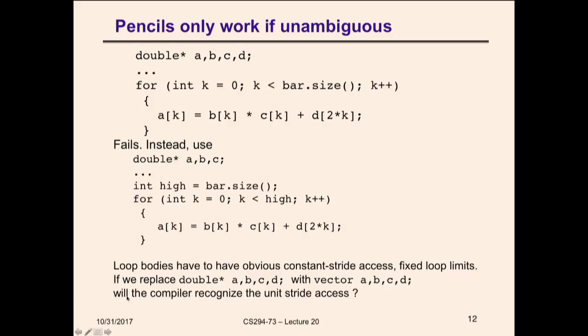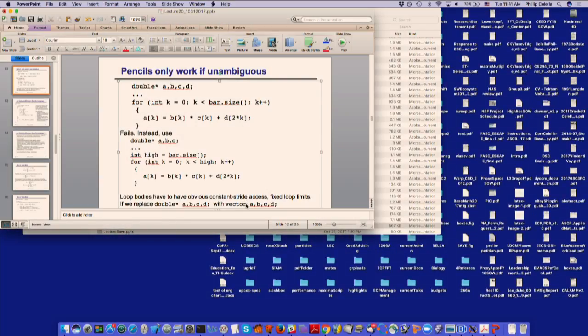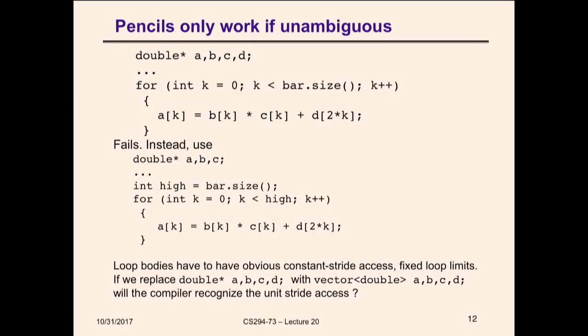Now here's a question. If we replace double star ABCD with vector ABCD, that should have been, let's actually do this with correct syntax, vector of doubles. Now, will the compiler recognize the unit stride access? I don't know. Here's the reason why it's an I don't know rather than a no. Some compilers actually know lots about STL. And one of the things you know about STL, it's part of the definition, is that when you are walking through it at constant stride, you're walking through contiguous data. So that's part of the specification for vector. Will the compiler know that? Beats hell out of me. The way to find this out is to actually try it.